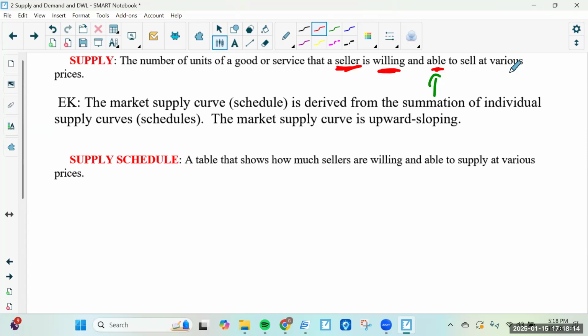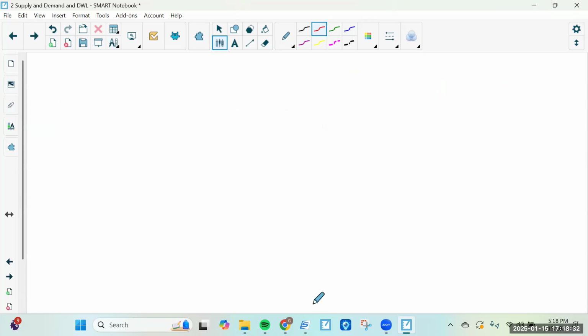And this is also at various prices. So it's the number of units of a good or service that a seller is willing and able to sell at each of the various prices. And we're talking again about various prices. The supply curve is upward sloping. Okay, the supply curve is upward sloping.